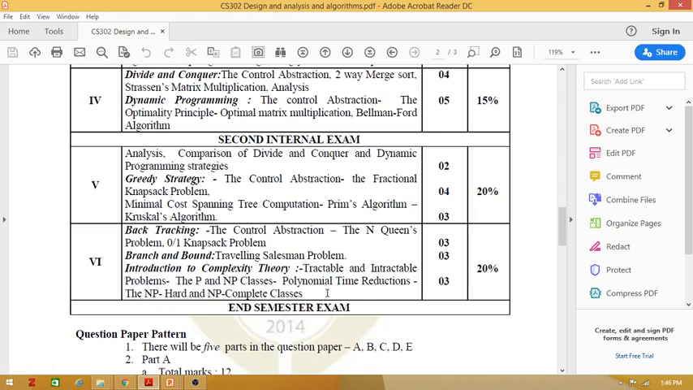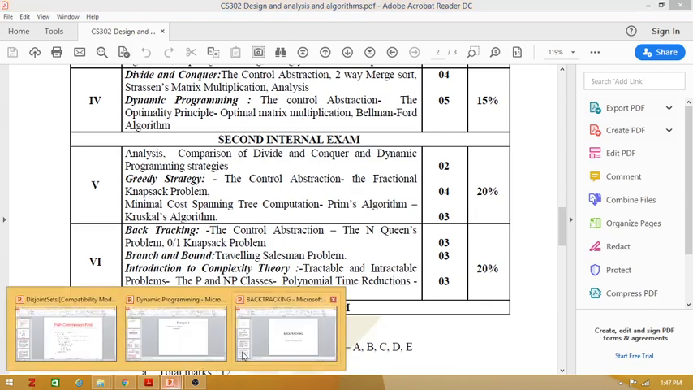Okay. And in today's lecture, I will be posting backtracking, the control abstraction and the N-Queens problem as one video lecture. And 0/1 knapsack is different from the knapsack problem we have already learned in greedy. That was actually the fractional knapsack problem.